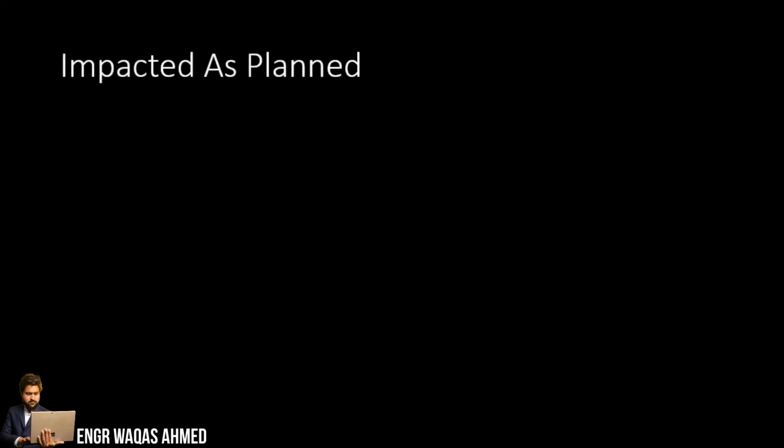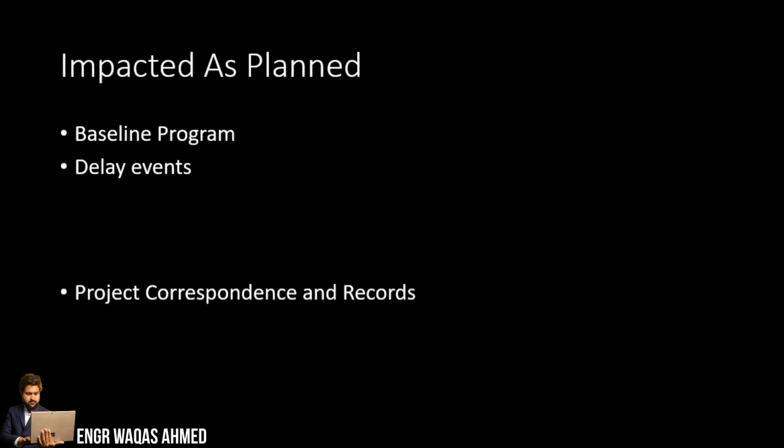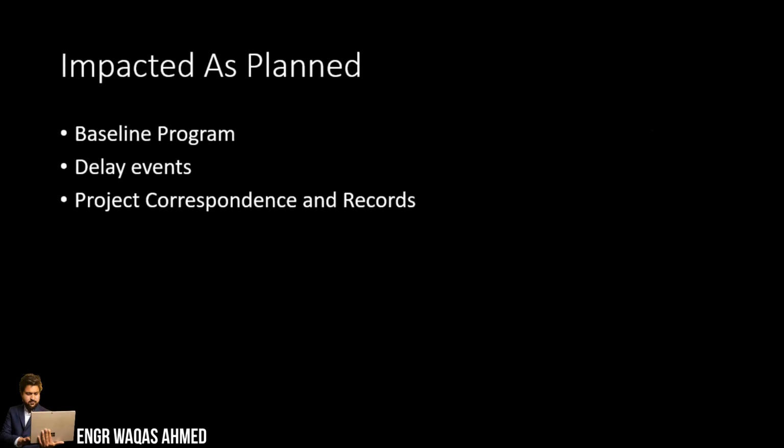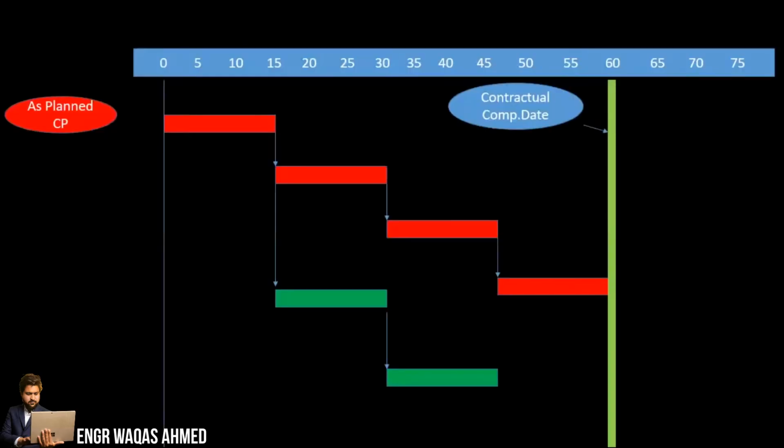Moving on to the next slide, what you need to make this analysis effectively. For impacted as-planned, you need the baseline program, delay events, project correspondence, and records. Whatever I explained in the previous slide is now summarized here in the form of 3 points. And now I will give you a good visual, which will make this concept stick in your mind for a long time.